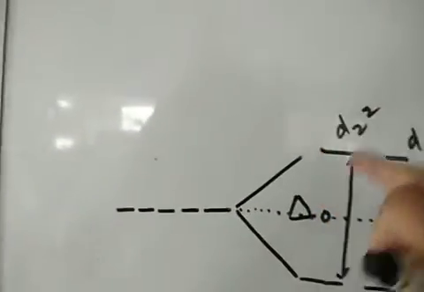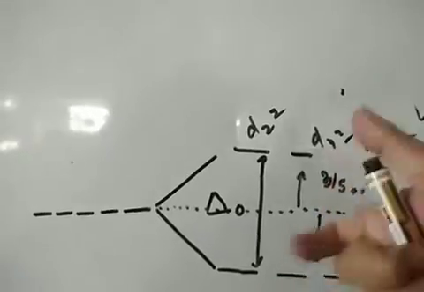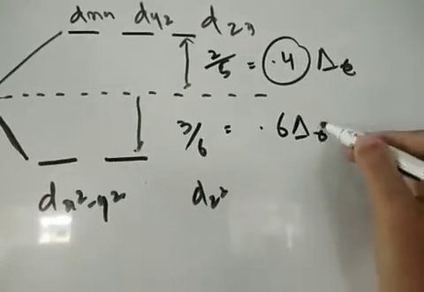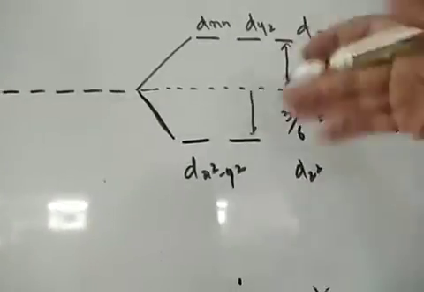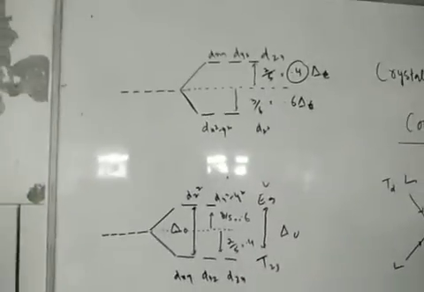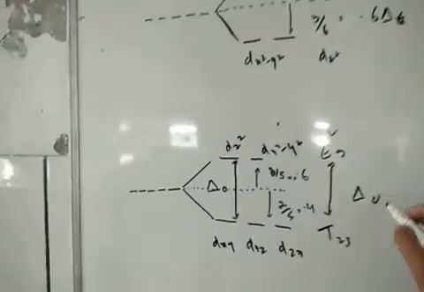While in the case of octahedral complexes, this crystal field splitting is larger. Sorry, I have shown tetrahedral, it's tetrahedral, delta T. It's the reverse of octahedral, but then it's delta T. So this is delta O, octahedral. So this is delta T and this is delta O.